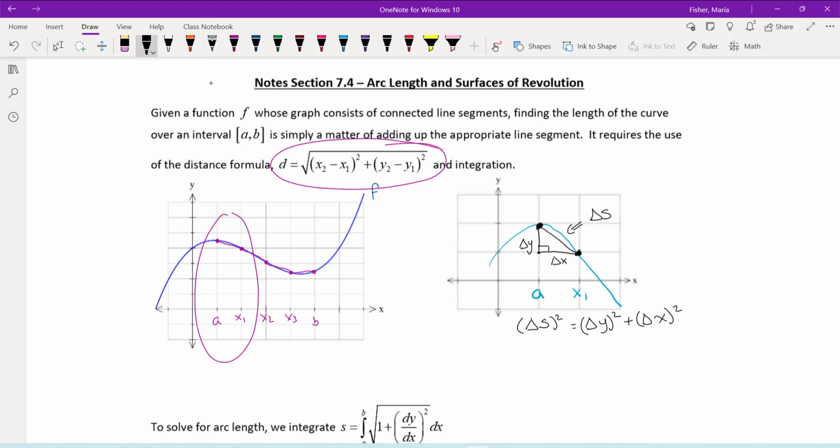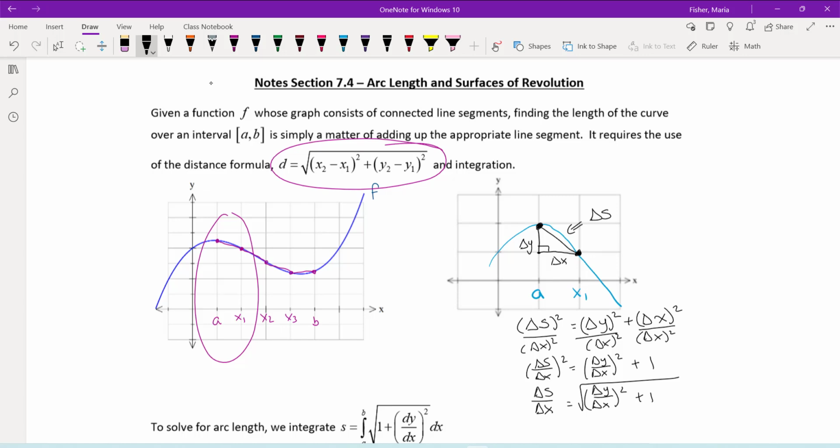Well, if I divide both sides by delta x squared, I can then rewrite this as delta s over delta x squared equals delta y over delta x squared plus 1. Taking the square root of both sides to solve for delta s over delta x, I'd have delta s over delta x is equal to, and I wouldn't write plus or minus here because we're looking at length, and length is not negative, the square root of delta y over delta x quantity squared plus 1.